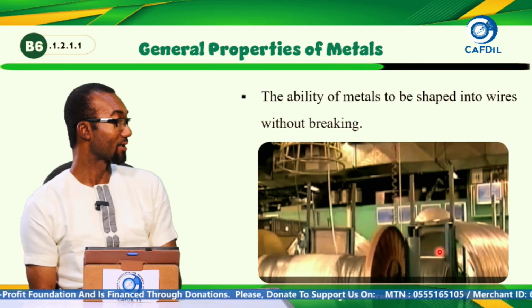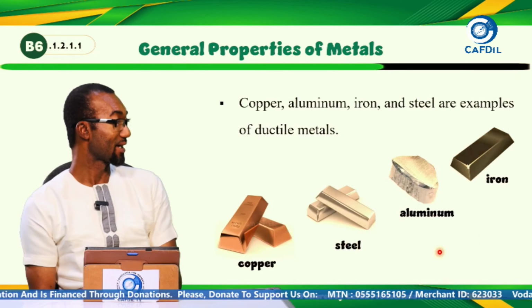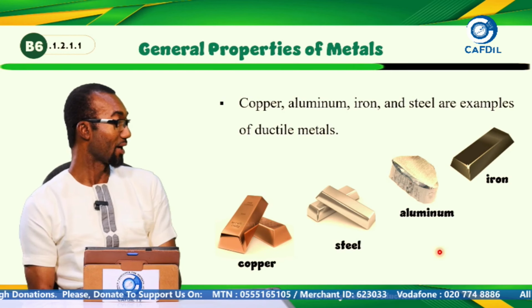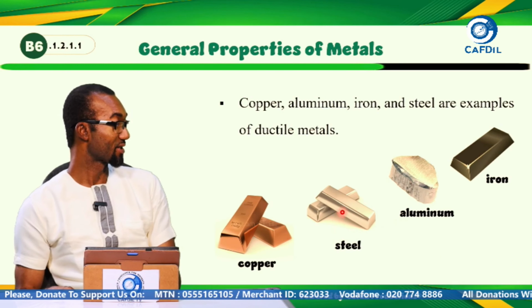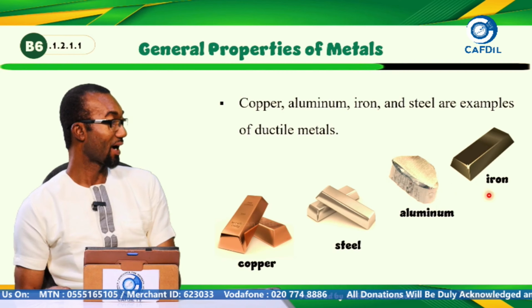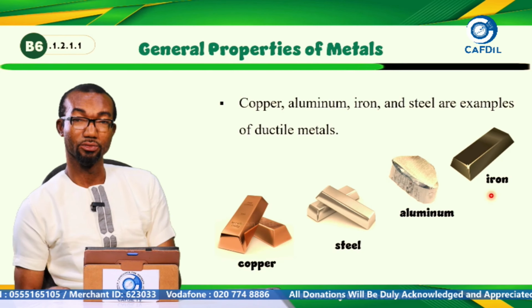So let's look at some metals that can be shaped into wires without breaking. We have copper, steel, aluminium, and iron.